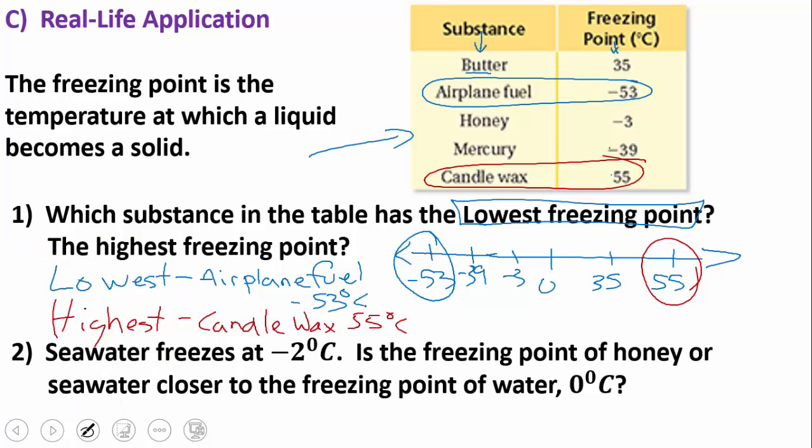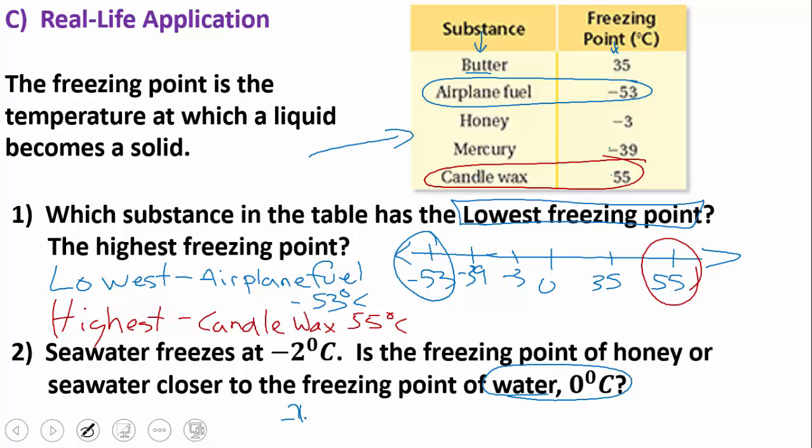All right? Our second question, seawater freezes at negative 2 degrees Celsius. Is the freezing point of honey or seawater closer to the freezing point of water, which is 0 degrees Celsius? So they're saying water freezes at 0 degrees Celsius. Well, to know which one's closer, you can either do a number line or you can do their absolute value. All right? Well, let's just do the absolute value.